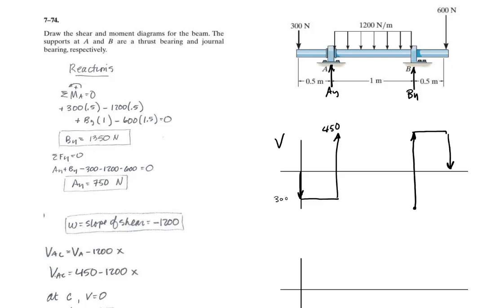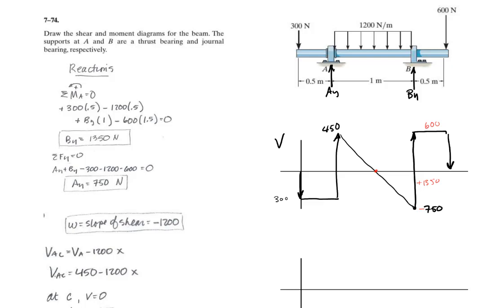Now this is positive 1350, and this had to get up to 600, which gives me a value down here of negative 750. Okay, so now I have 2 points that I can connect. And let's just do that. I can see that this goes straight down like that. And in the middle here is where the shear crosses the x-axis.